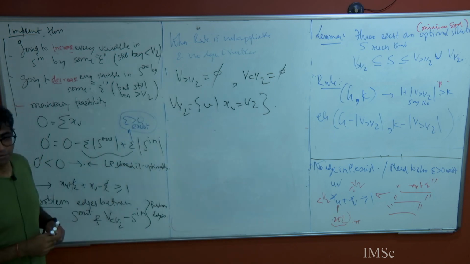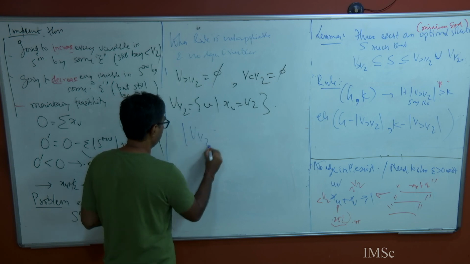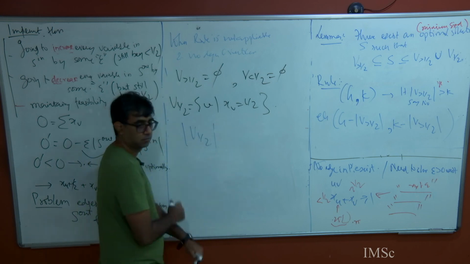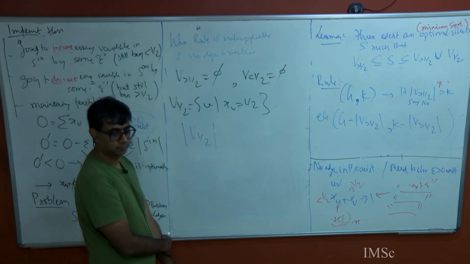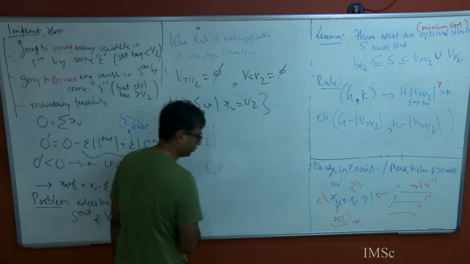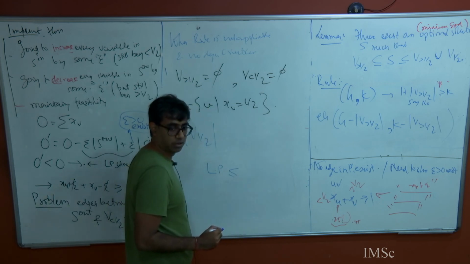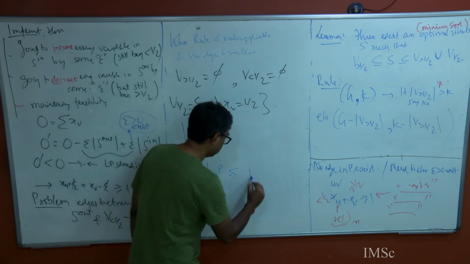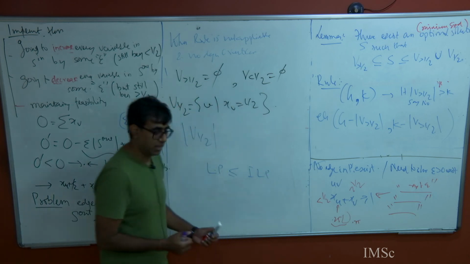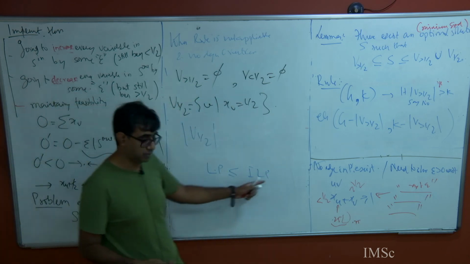So what can I say? What is the size of V half? Okay. What do you know? Look at the linear programming solution. It is less than or equal to what? The integer linear programming solution, because here I am allowing relaxation. So it can only become smaller compared to this.